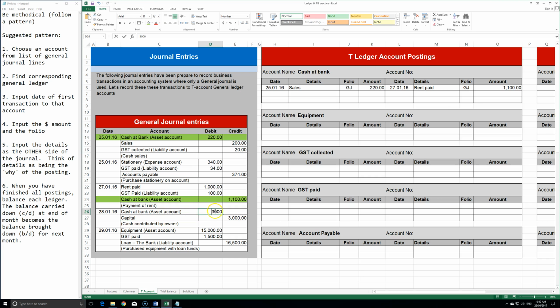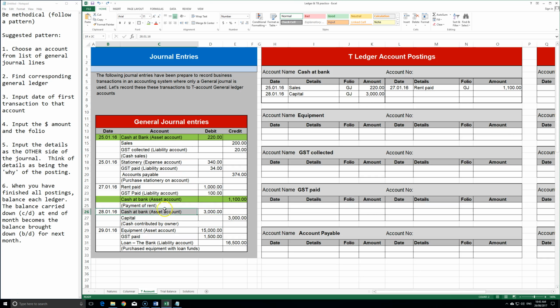This time it's capital. We are increasing cash at bank because of capital. So how do I increase the cash at bank ledger? Well, that's a debit. So I'm going to post it on the debit side here. Put the date in first. Then the amount we increased cash at bank by. It was from the general journal. And it was because of capital.